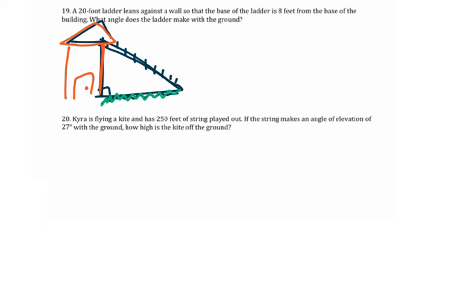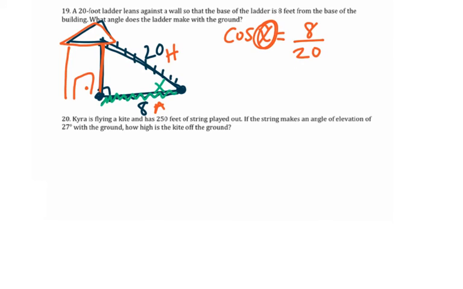All right, it says a 20-foot ladder leans on the house, against a wall, so that the base of the ladder, the bottom of the ladder, is 8 feet from the base of the house. What angle does the ladder make with the ground? There's the angle with the ladder and the ground. So I have an adjacent and I have a hypotenuse. So cosine of my angle equals adjacent over hypotenuse. When you solve for an angle, you press the blue button, second cosine, 8/20. The number is 66.4.